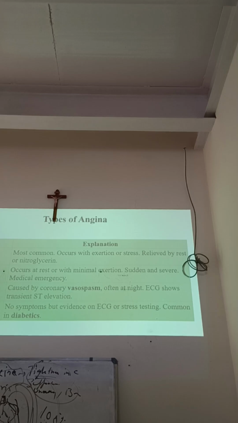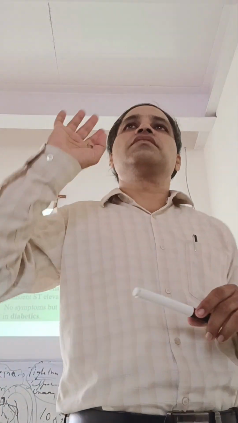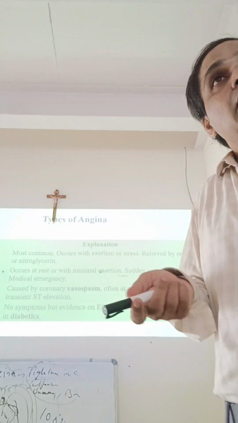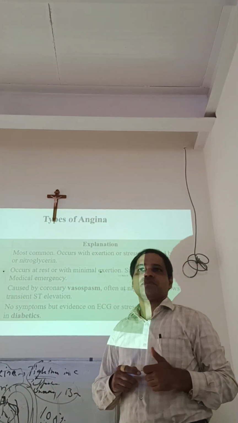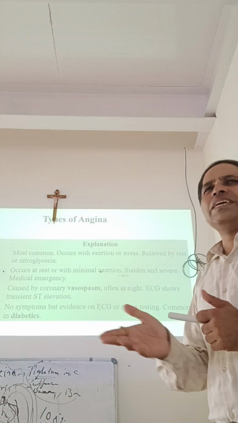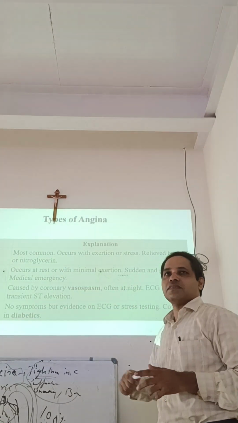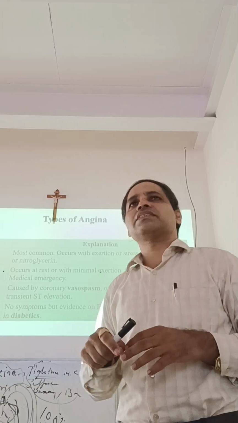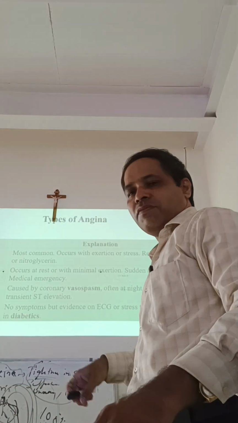You have also heard there is something called silent heart attack. At night he was normal, had dinner, slept, in the morning he didn't get up. Silently he got the attack. Silent heart attack. Maybe this is one of the reasons for it. In diabetics, there is no symptom, but when he had an ECG for something, they found there are some changes. Then you can prophylactically start Ecosprin. Understood? So these are the 4 types of angina.